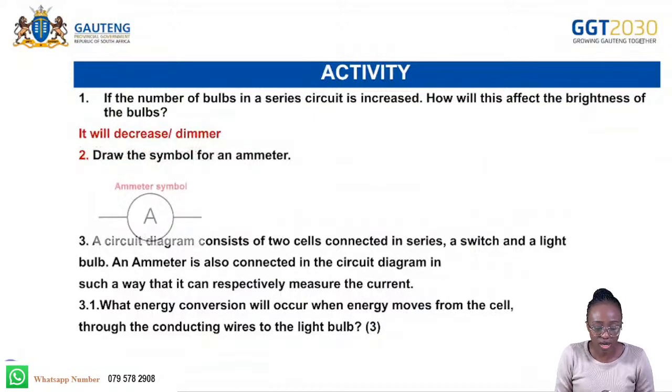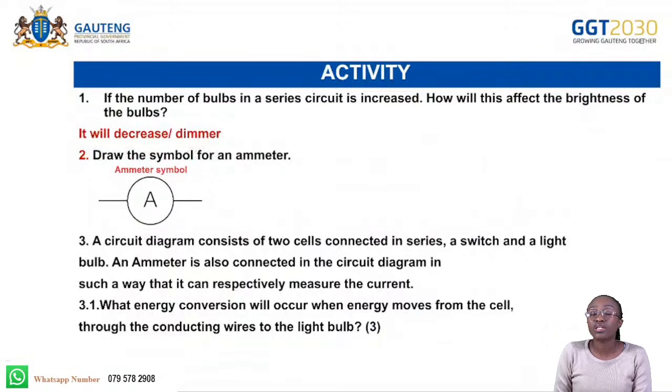Draw a symbol of an ammeter. It is a circle with the capital letter A in the middle.